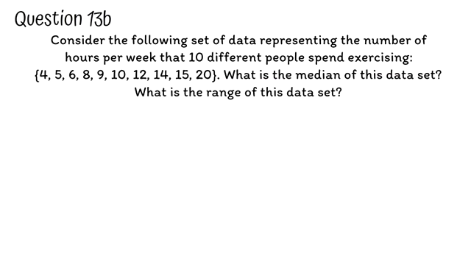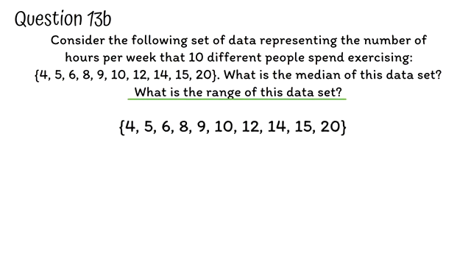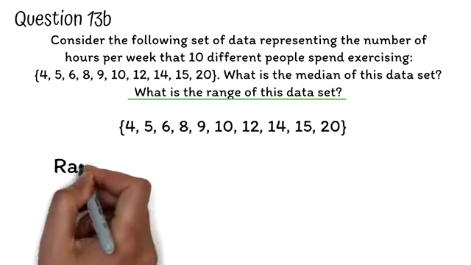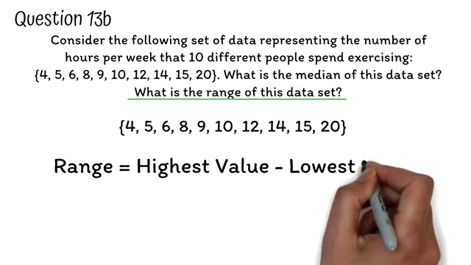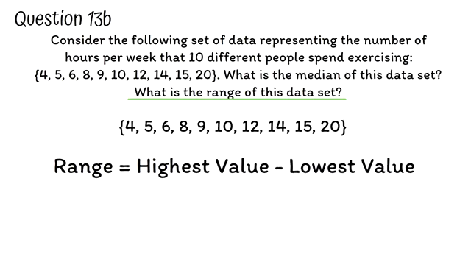Now let's look at the B part of question 13. That is, what is the range of this data set? The range of a set of data is the highest value of the set minus the lowest value. With the set of data given, the highest value is 20 and the lowest value is 4. Hence, 20 minus 4, and that gives us 16 as the range.